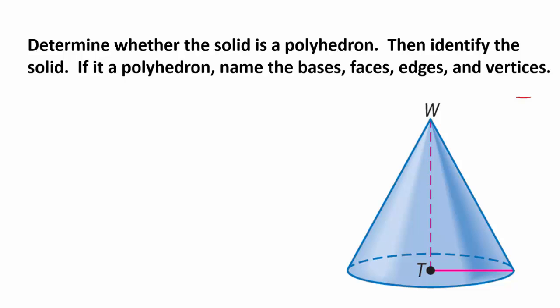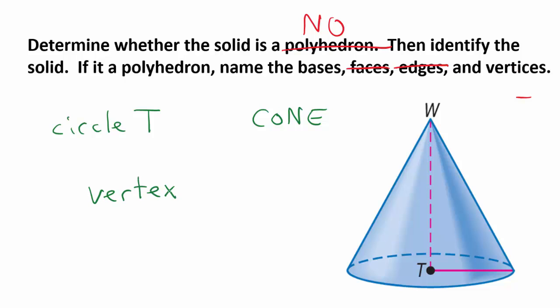Now again, we need to talk about this solid, which is actually not a polyhedron. It is definitely going to be a cone. And we can name this base because it is a circle, it's going to be called circle T, which is going to be our base. It doesn't have any faces or edges, and the only vertex that this guy has is going to be the one there at the very top of the cone, which is vertex W.